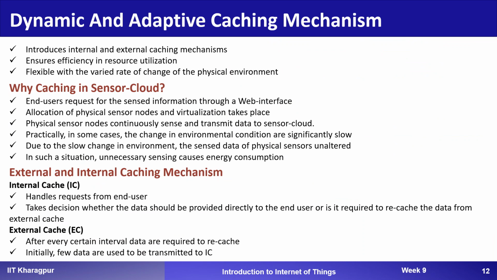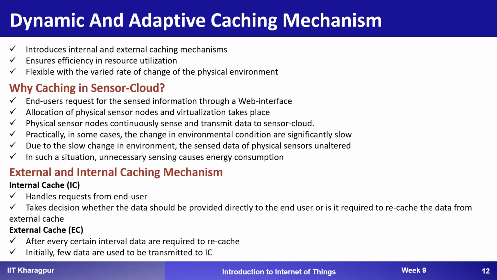After that, dynamic and adaptive caching mechanism. It introduces two types of caching mechanism. First one is internal and second one is external, which ensures efficiency in resource utilization and also flexibility with the varied rate of change of the physical environment. So why caching in sensor cloud? Why do you need to cache the data?